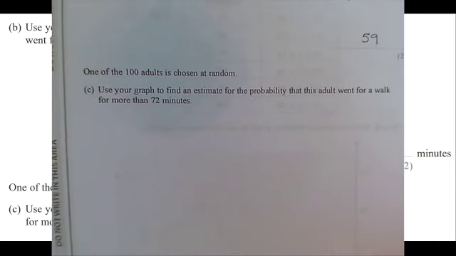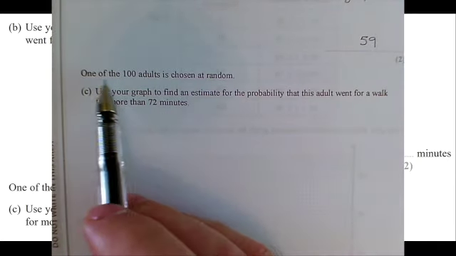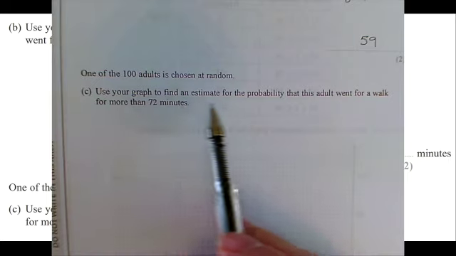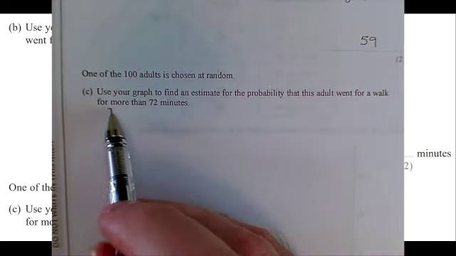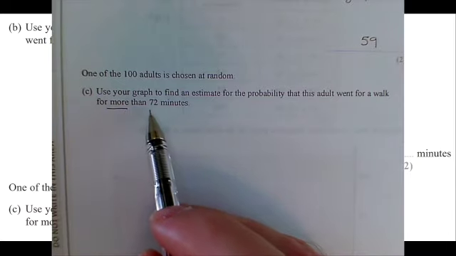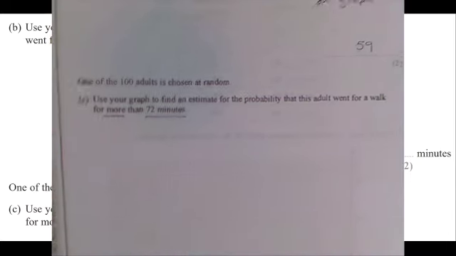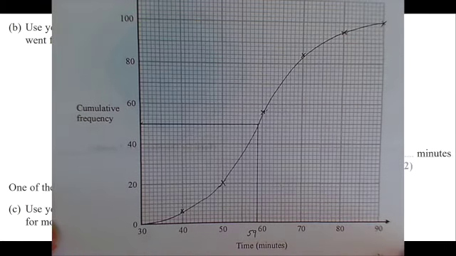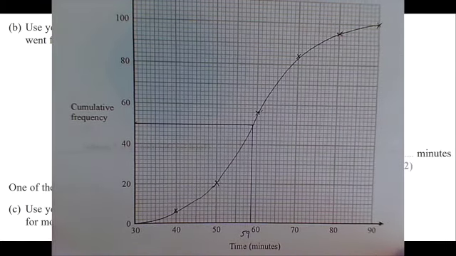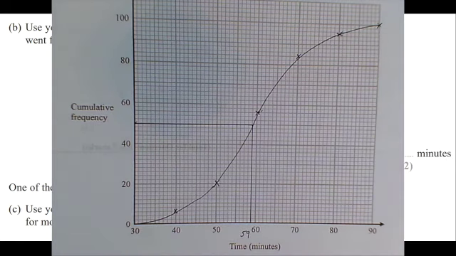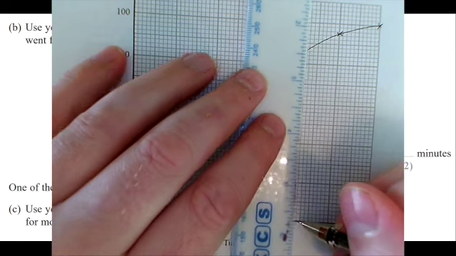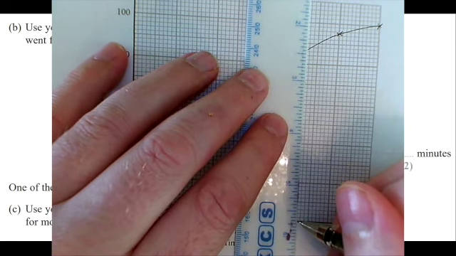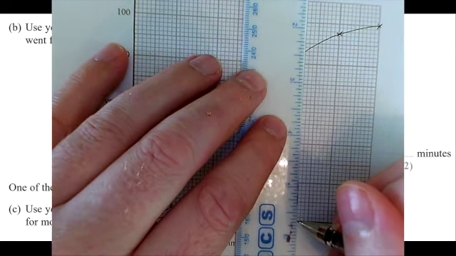And now, one of the 100 adults is chosen at random. Use your graph to find an estimate for the probability that this adult went for a walk for more than 72 minutes. So let's go to my graph and draw a line up from 72 minutes. Looking at my graph, I go to 72 minutes, the time it's actually told us on the x-axis. So 72, draw up that line until you hit the graph, do the best you can.